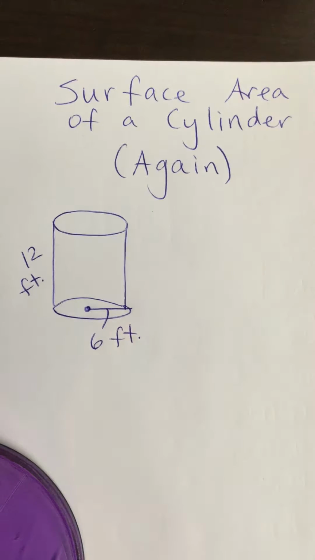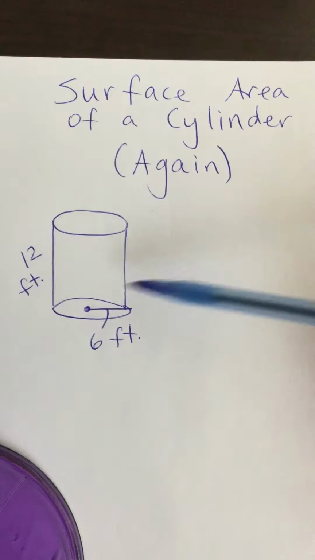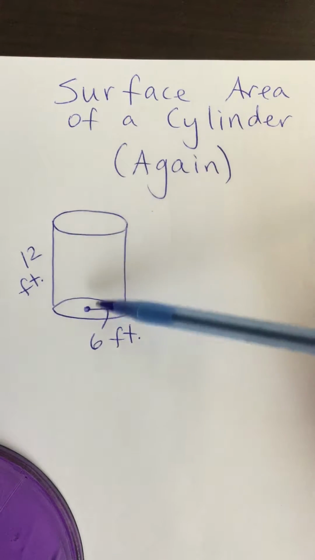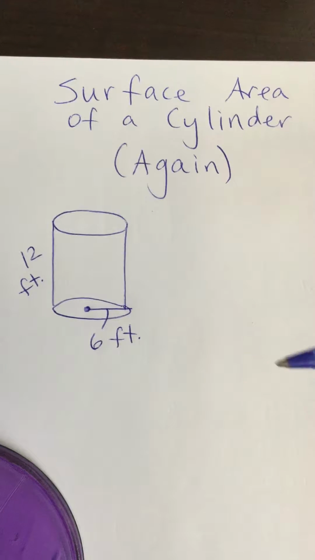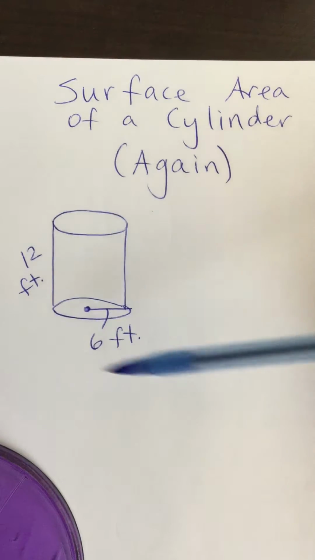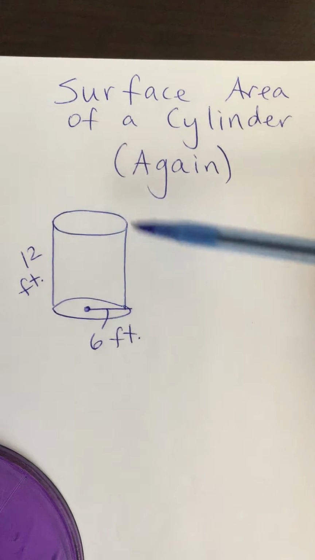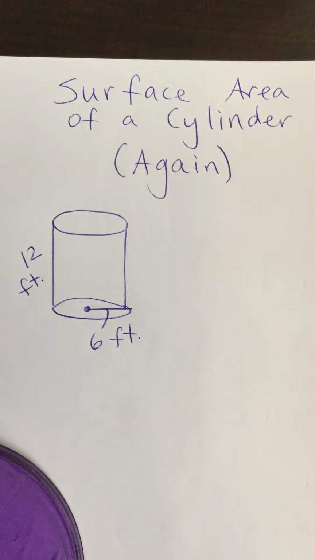Hi everybody, we are going to learn how to take the surface area of a cylinder once more. I have already done a video doing the volume, which is the inside. The volume is like if liquid were to come inside and fill it up. And we already found the surface area, the outside area.